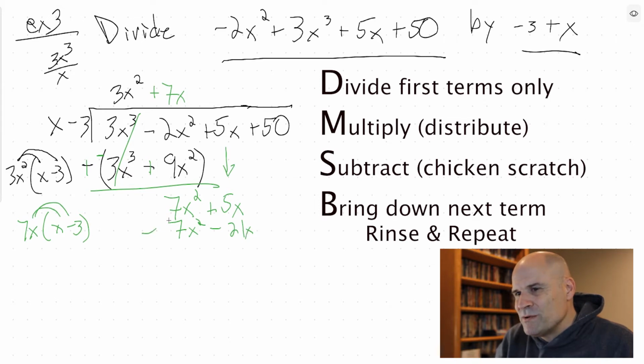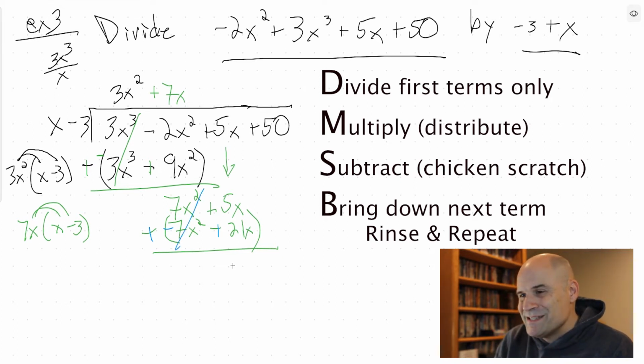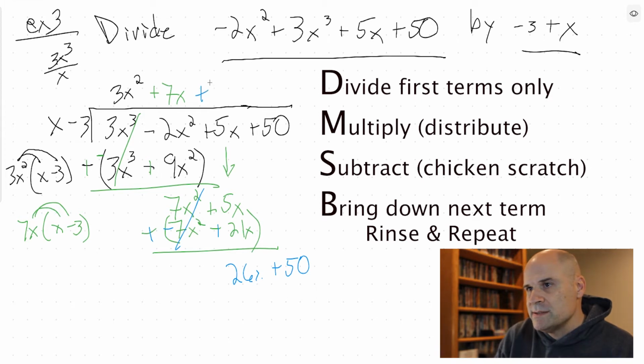Next step, subtract. All right, when we subtract, that's confusing. So we're going to chicken scratch: plus negative, positive. Okay, that cancels. So 5x plus 21x is 26x. Bring down the next term. All right, and then we start the process again. Now we're just dividing 26x by an x. Just take away an x and you get 26.